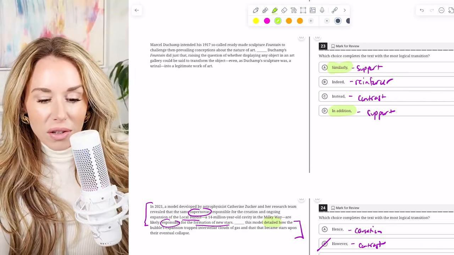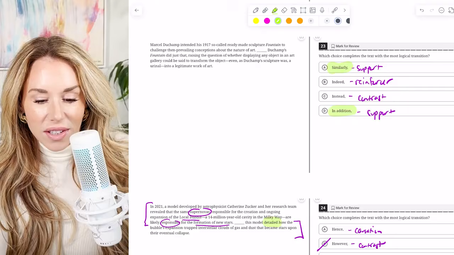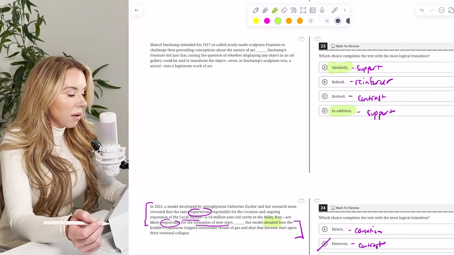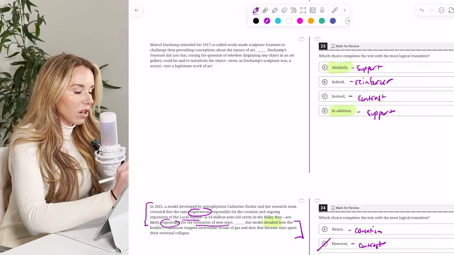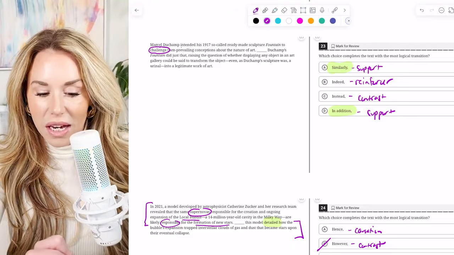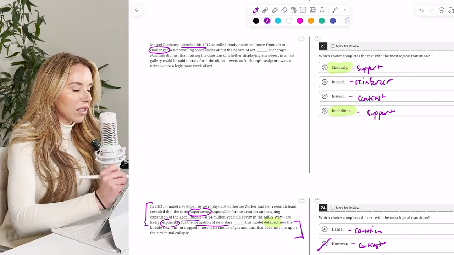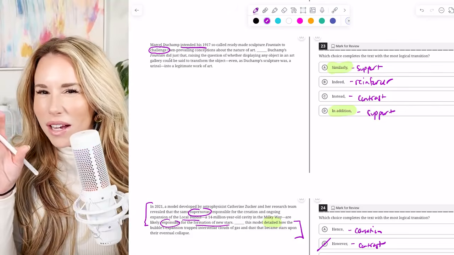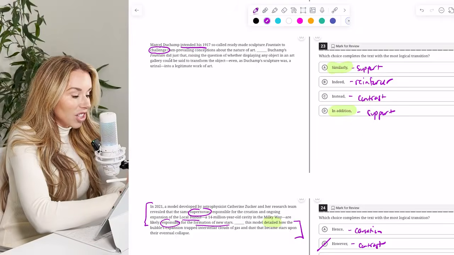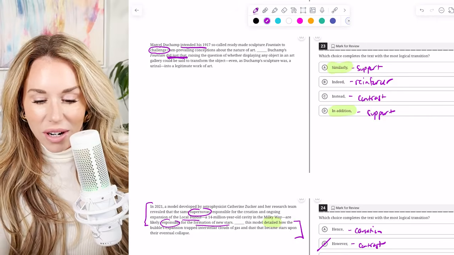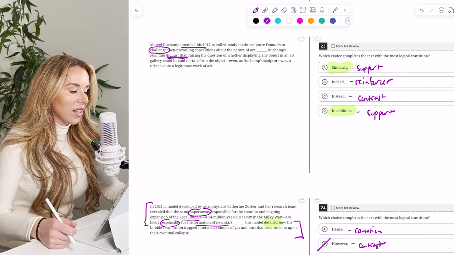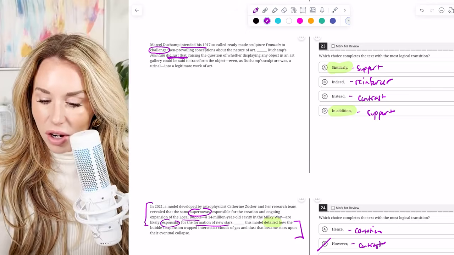So we have Marcel Duchamp intended his 1917 so-called ready-made sculpture Fountain to challenge then prevailing conceptions about the nature of art. Okay, so he's going to challenge them. That really stands out for me. He intended for something to be, but maybe his intention isn't reality. Let's see. Blank, Duchamp's Fountain did just that, raising the question. That means it's reinforcing the sentence before it, telling us how he challenged it. I'm going to go with indeed.